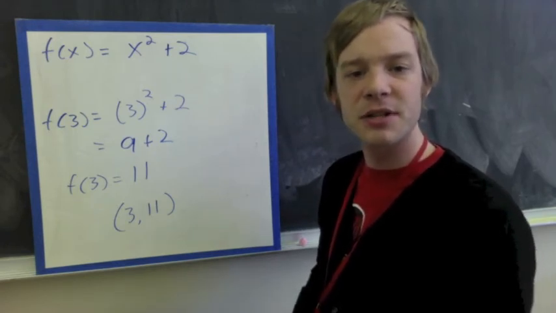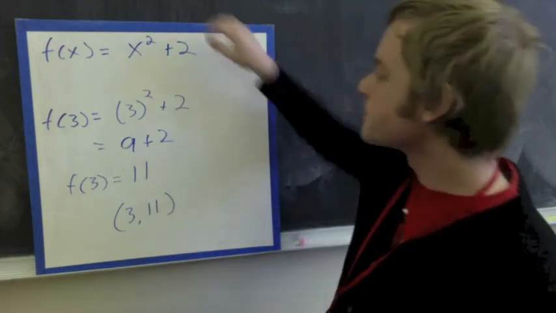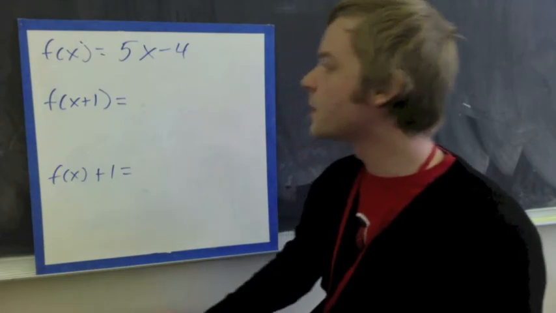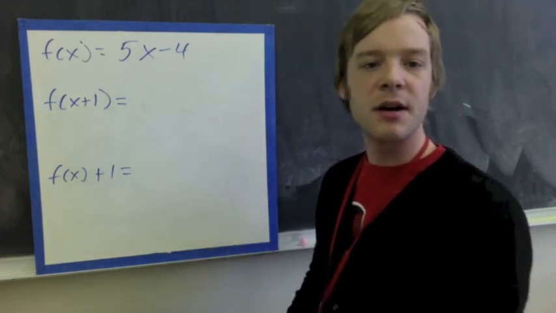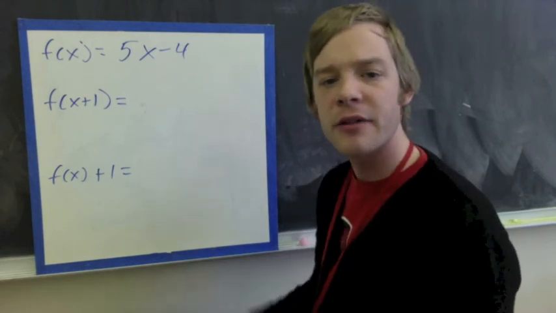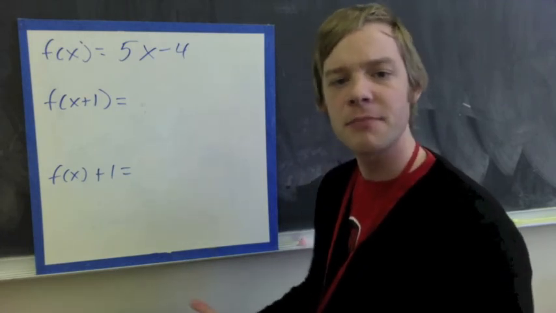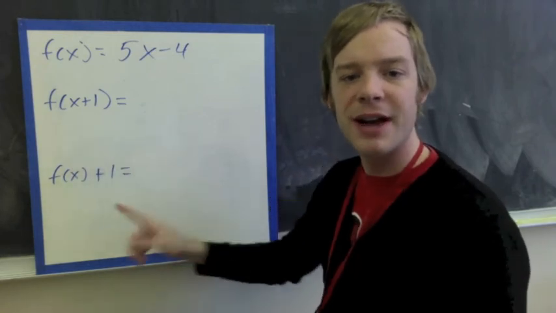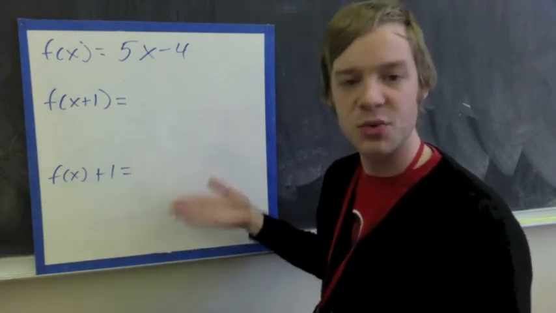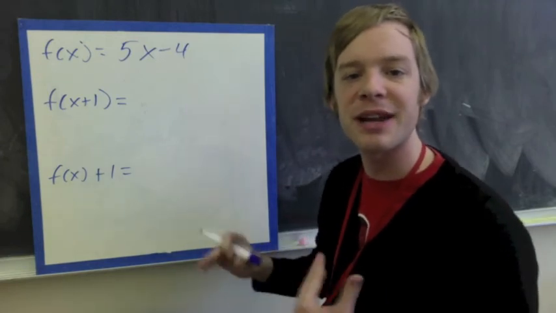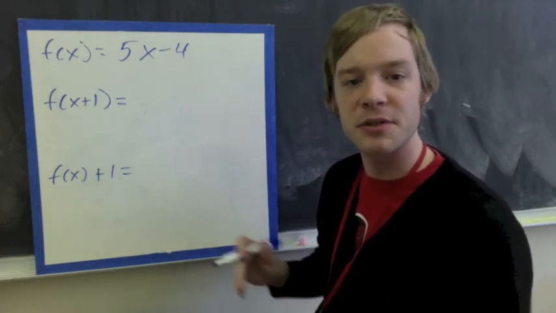But now let's take a look at something that may be a little bit different. So we are given this function right here, f of x equals 5x minus 4, and now rather than f of a number, we're given f of an expression. So I have f of x plus 1, and I also have f of x, plus 1. These are two different things, and we're going to work both of them out, and you're going to see how they end up being two different answers.